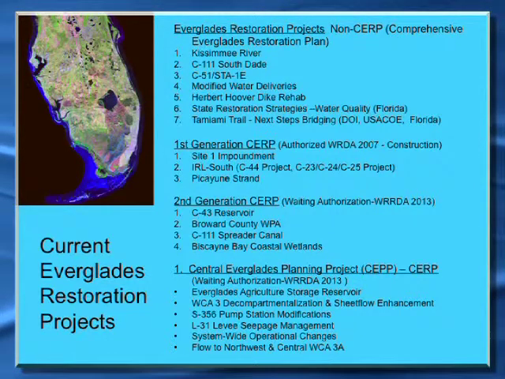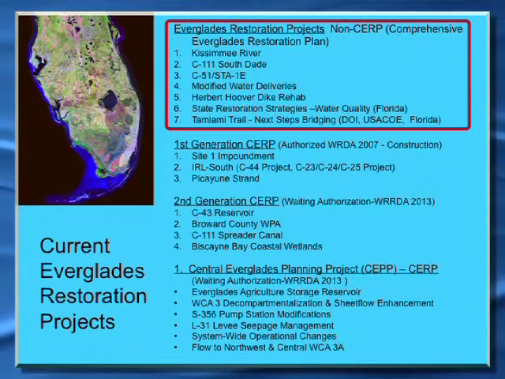And there are 16 of them, but this first group here are what they call the foundation projects. They're not part of the Comprehensive Everglades Restoration Plan. Again, the Kissimmee River, C-111, the Modified Water Deliveries, they're trying to repair or rehab the Hoover Dike.